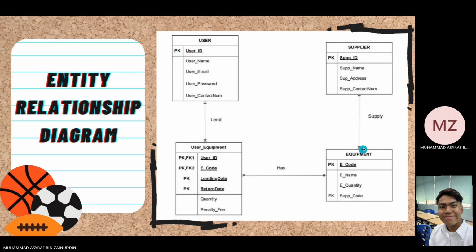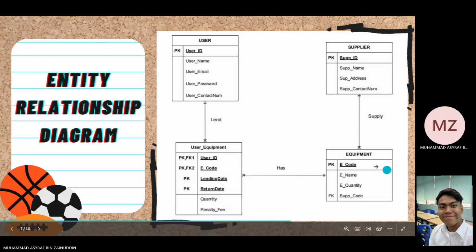In equipment entity, we got primary key, which is equipment code. Then we got equipment name, equipment quantity, and also supplier code as a foreign key.